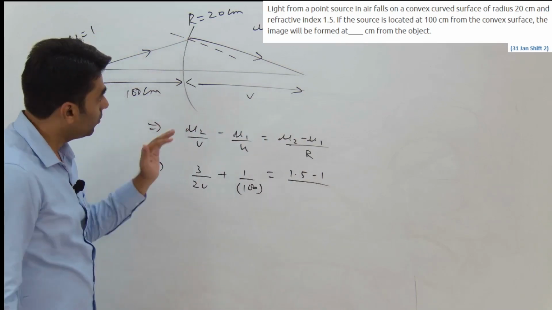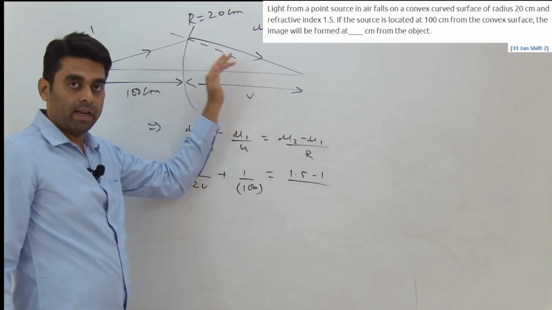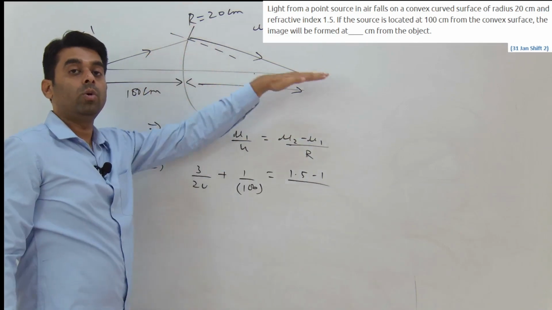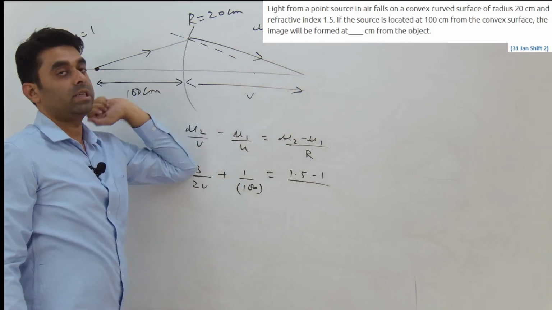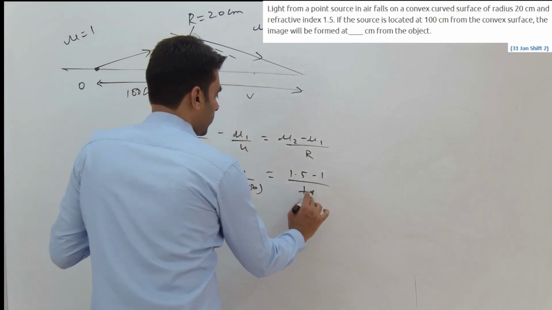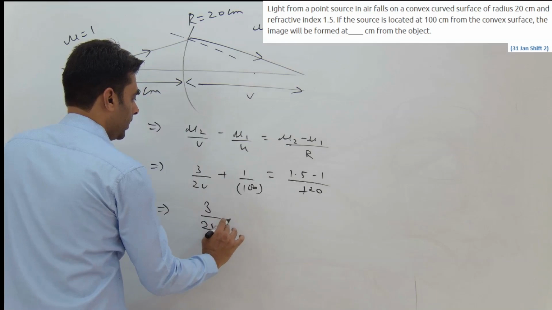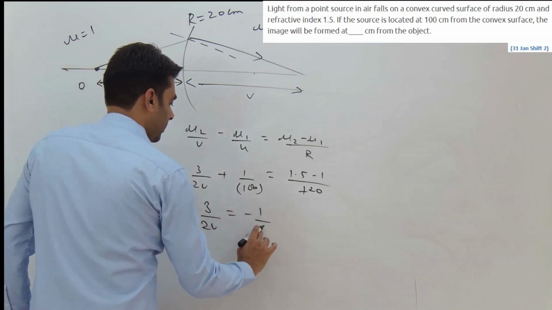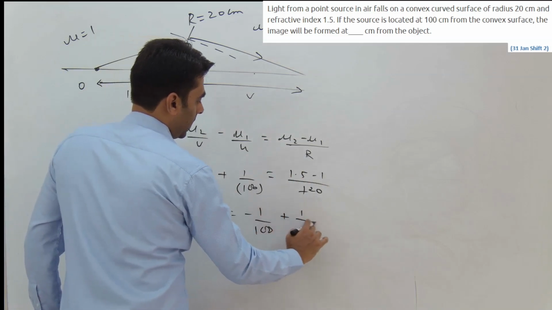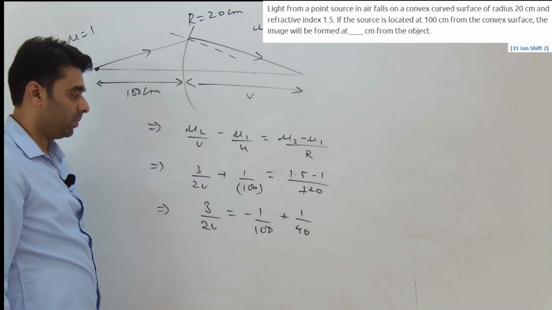R. And if you notice the radius of curvature, to measure it, the center of curvature will lie on this side for a convex surface. We go in the direction of the incident ray to measure the radius of curvature. Therefore, R will be taken as positive. So, how much are we getting? 3 by 2v is equal to minus 1 by 100, plus 1 by 40.